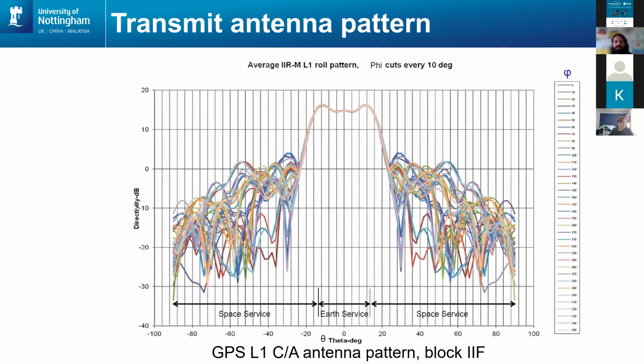Okay, so that's modulation. In terms of transmitting power, we care a lot about what the actual gain pattern of the transmitting antennas is. So this is an example of a gain pattern for a GPS satellite, where the Earth would be in the middle. You can see where it says Earth service, and the edge of the Earth is at about 13.9 degrees around there. And all the different plots here are different azimuths.